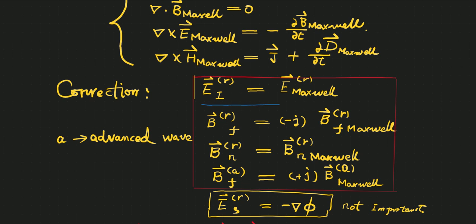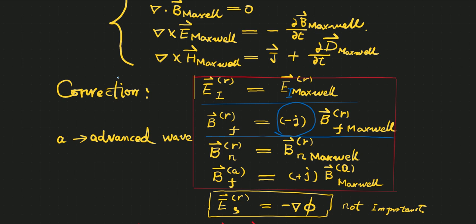For E, I means induced, R means retarded. Do not make any correction. From the Maxwell equations you get E, that is E_I. But for the far field of the magnetic field, what you got from Maxwell equations, from classical electromagnetic field theory, the B, needs a phase correction to get a really corrected magnetic field.